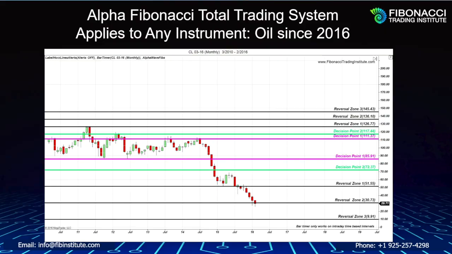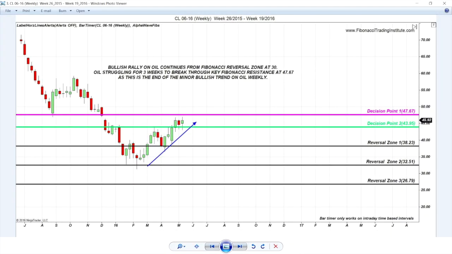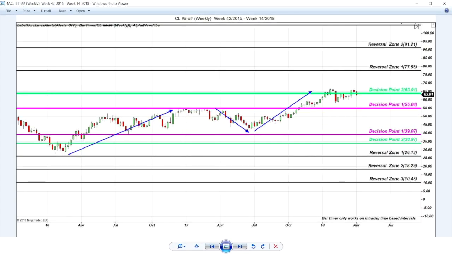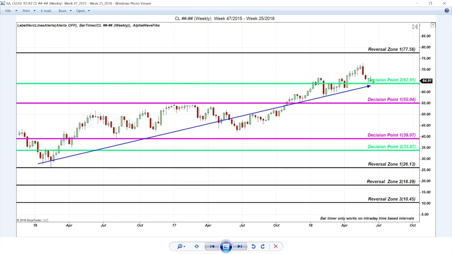Oil starts rallying and reaches the next end of minor trend, Alpha Fibonacci resistance. And when oil skyrockets and doubles in value 2 years later, what do you see ahead? Alpha Fibonacci reversal zone. So between decision point 2 and the reversal zone, where markets start selling off, your trading range is completely different. So when oil starts crashing and burning, only one thing is left.